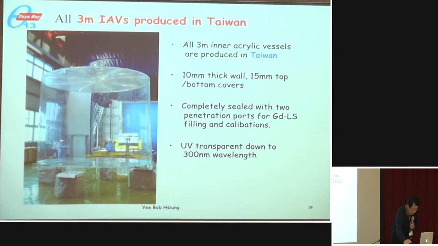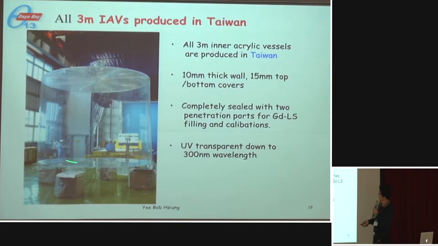All the 3 meter acrylic, the innermost one, you can see is only the center. There are only two ports actually connecting outside, and it is sealed. So the 3 meter inner acrylic vessels were produced in Taiwan, and the wall is pretty thin. It's only 1 centimeter thick, and the top and bottom only 1.5 centimeter. You can see there are reinforced lifting structures.